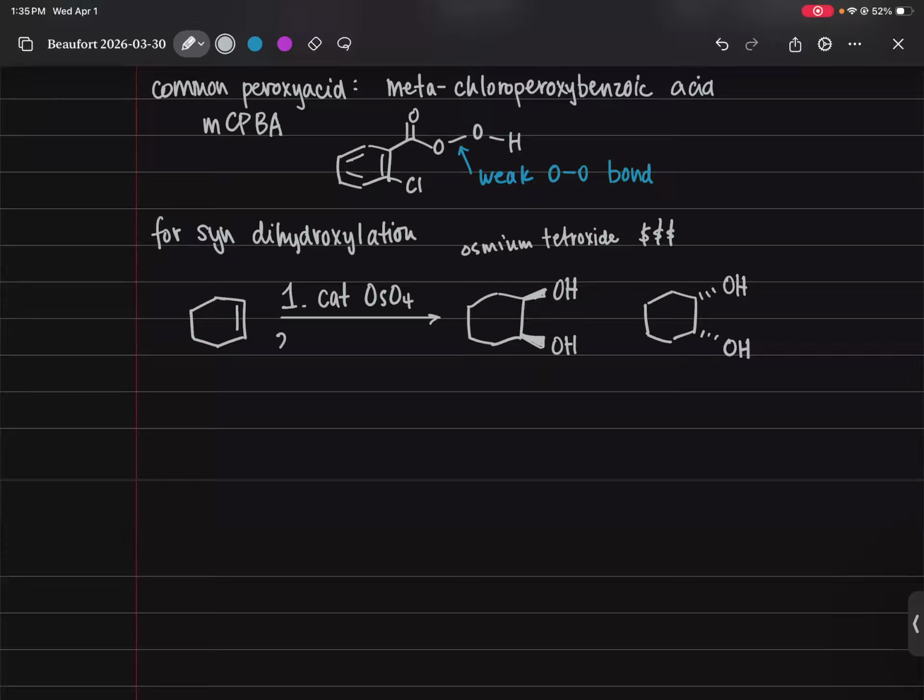Okay, second step is sodium bisulfite, NaHSO3, mostly to neutralize the osmium tetroxide. So that's how we get syn dihydroxylation.